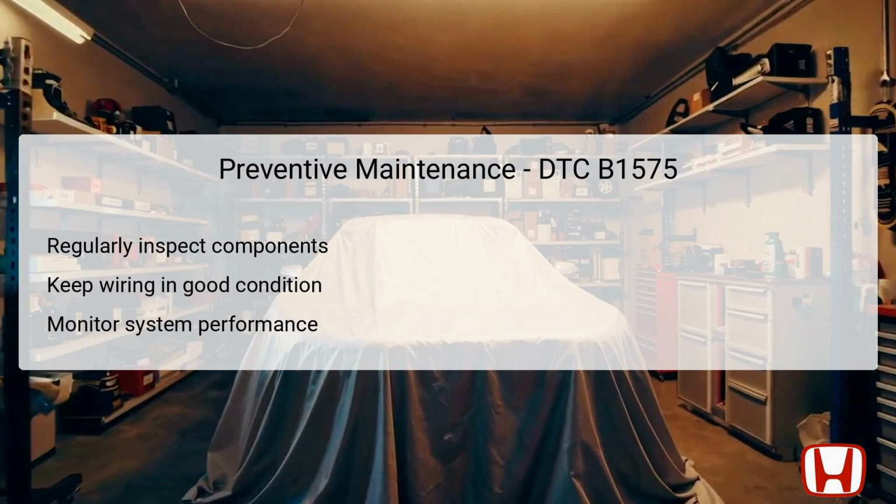Additionally, regularly monitoring the overall performance of the automatic lighting system allows for early detection of minor issues before they escalate into major faults. Establishing a maintenance schedule and integrating these practices into vehicle care can ensure optimal performance and longevity of the lighting system, preventing the occurrence of DTCs and related repairs.